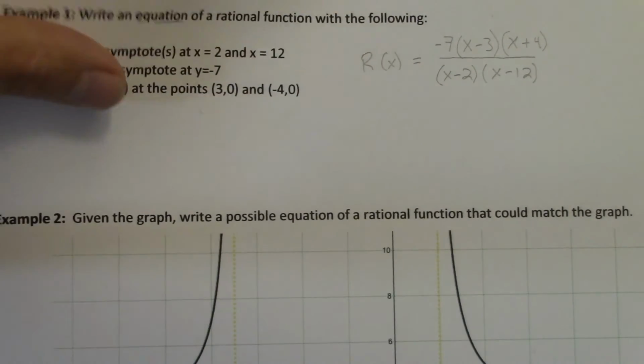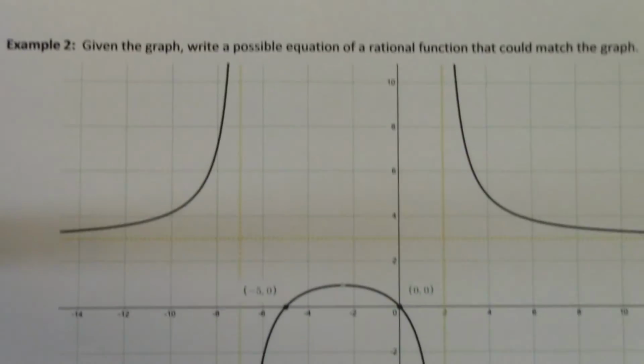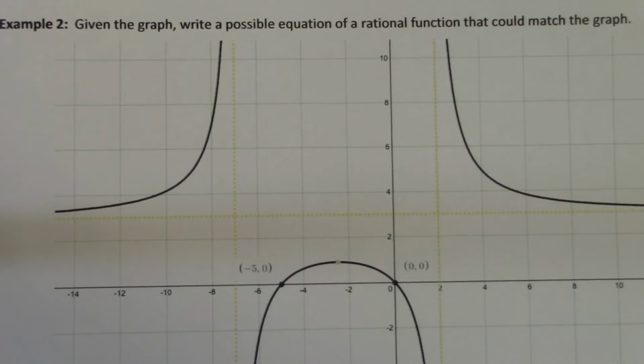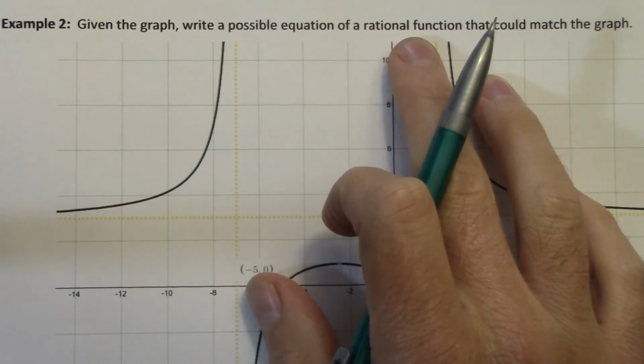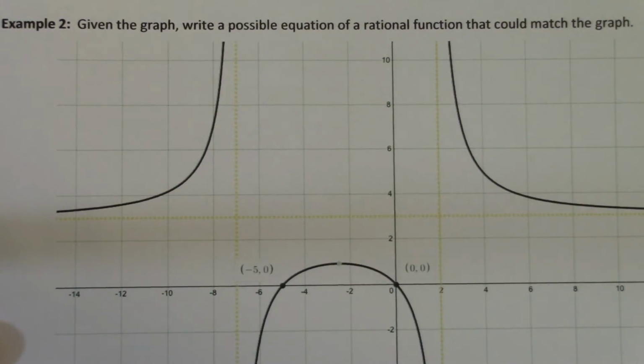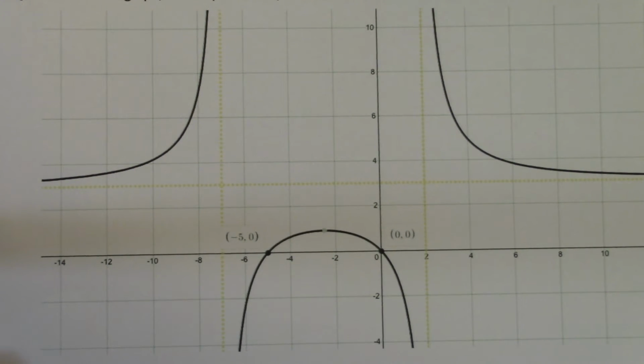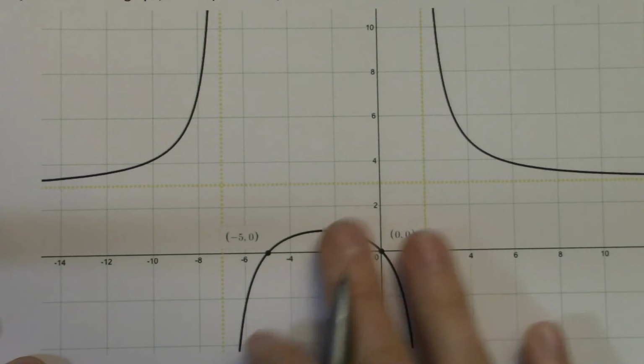Essentially, we're going to do the same thing with the graph. Now, I printed this out. Hopefully, this will be in frame for you. Given the graph, write a possible equation of a rational function that could match this graph. I acknowledge that there could be more than one that looks like this or similar enough. Without a graphing utility, how would you do that?